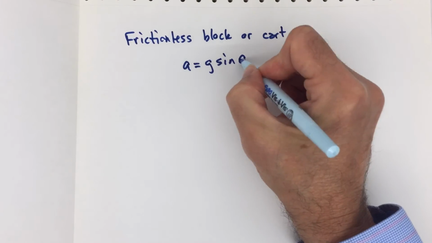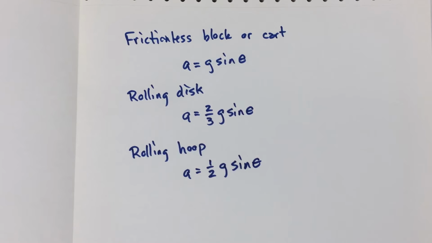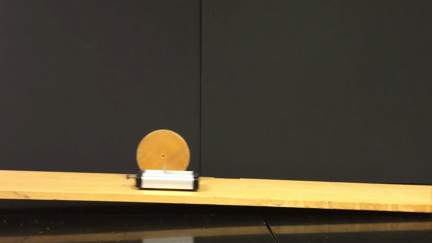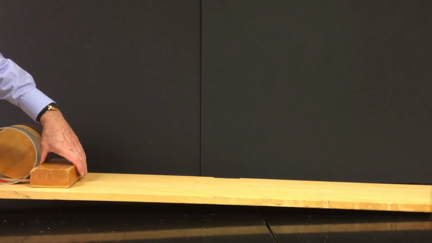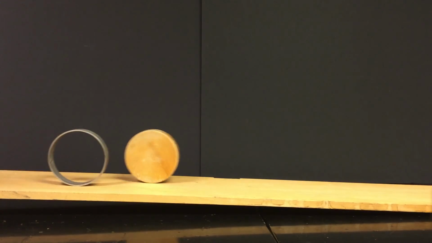So now we see that we have exactly the relationships that we saw qualitatively in the video of the things rolling down the inclined plane. That is that we have the fastest being the cart, the next fastest being the disk, and the slowest being the one that has the largest moment of inertia for its mass, that is the hoop.